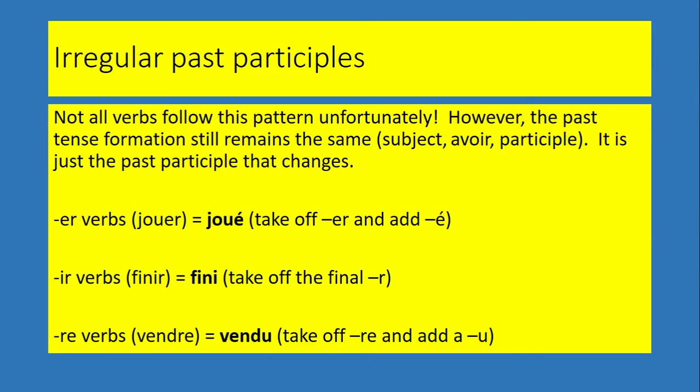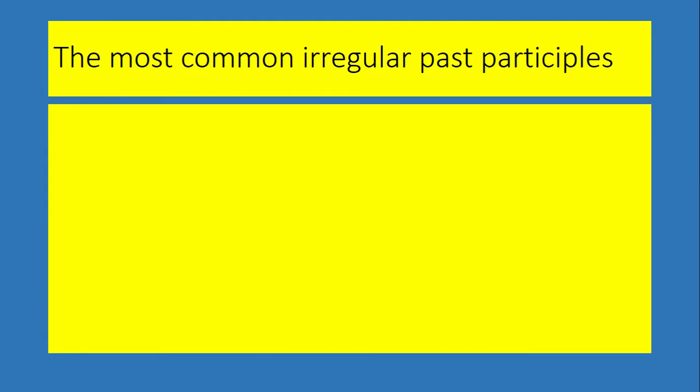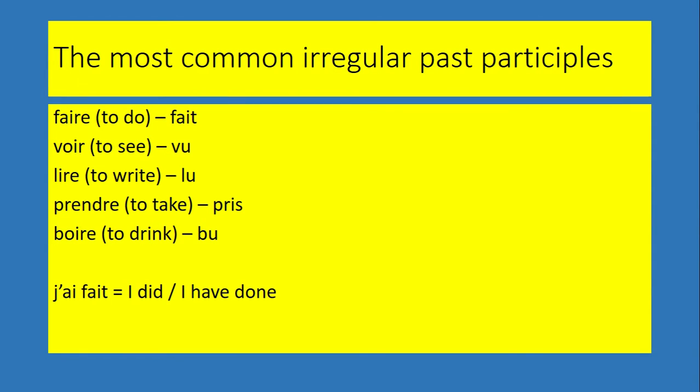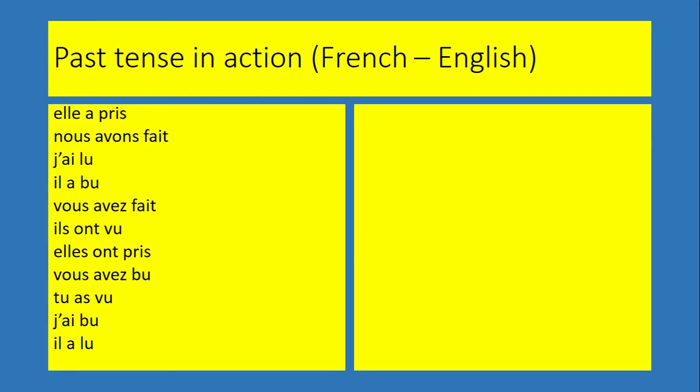Okay, there's just a reminder of how to form regular past participles, and here are some irregular ones. These are the most irregular ones you're likely to encounter, certainly for GCSE. Faire becomes fait, voir becomes vu, lire becomes lu, prendre becomes pris, boire becomes bu. So j'ai fait means I did, it also means I have done. Elle a bu, she drank or she has drunk. Let's see if you can translate these. Press pause, work them out before I give you the answers. Here are the answers.